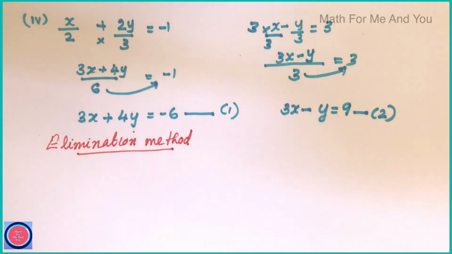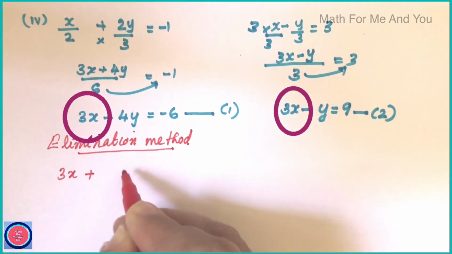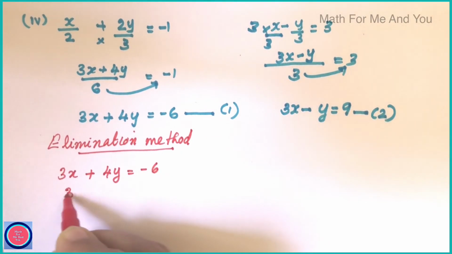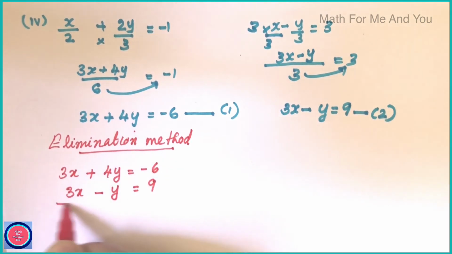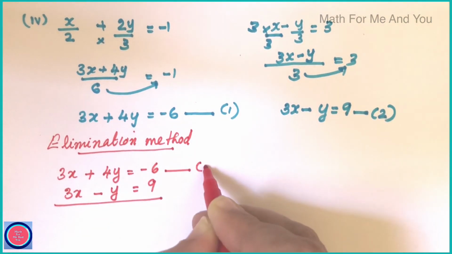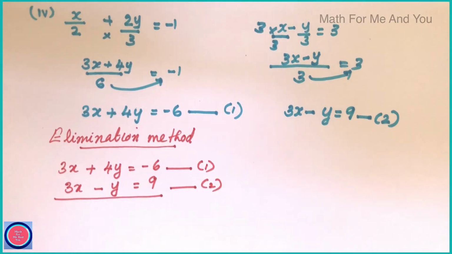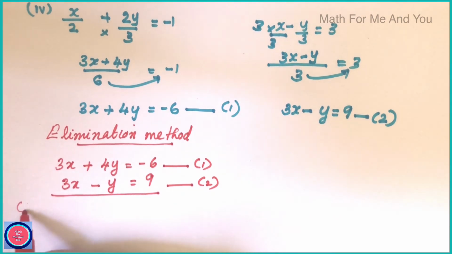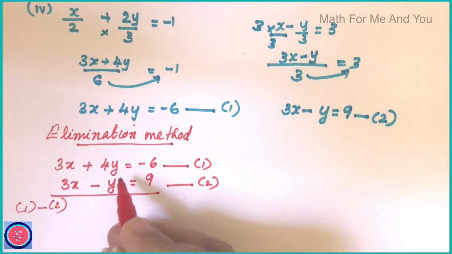Let's solve using the elimination method. See the equations. Already the x coefficients are the same, so we can directly eliminate them. Write the equations up and down. 3x plus 4y equals minus 6. 3x minus y equals 9. And what will we do? Addition or subtraction? 3x minus 3x, then only we get 0. So we do subtraction. The second equation, that is equation number 2, we subtract from equation 1.